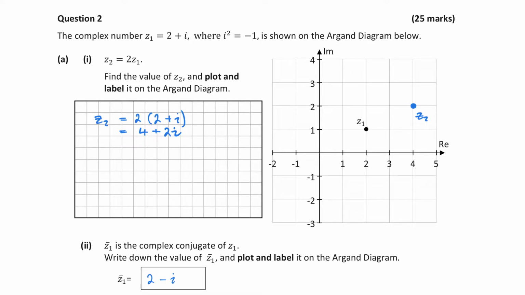Okay. And again, we need to plot that on the Argand diagram. So we go across 2 on our reals, and we come down 1 on our imaginary, because negative i just means -1i. So this here would be the conjugate of z1. And on the marking scheme, if you had got the two of those parts correct, you would have got 10 marks.